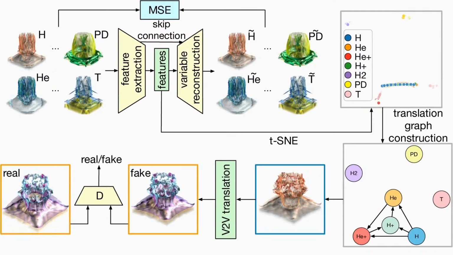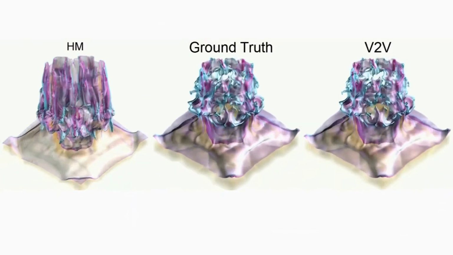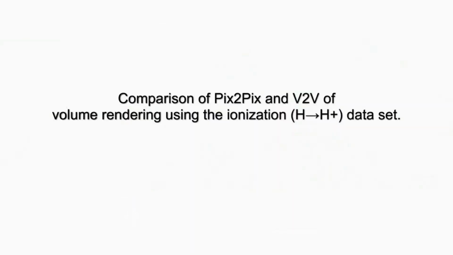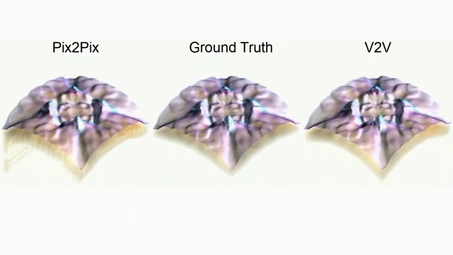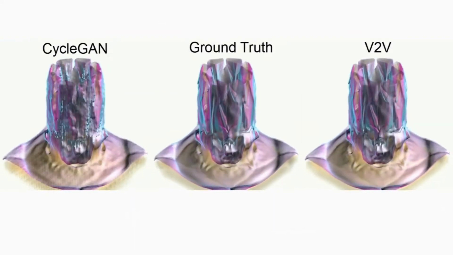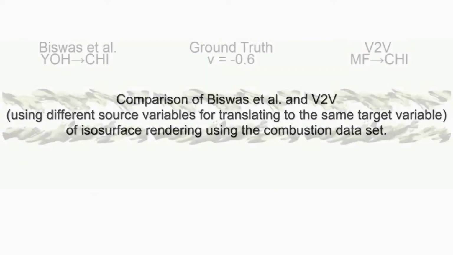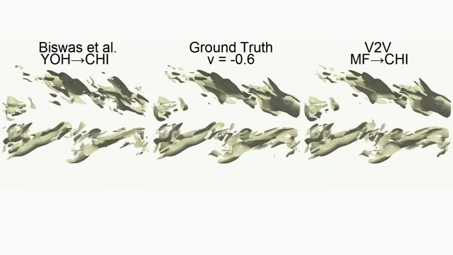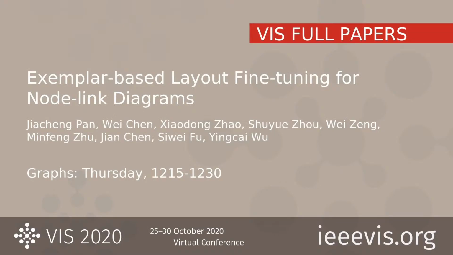We propose V2V, a comprehensive pipeline for variable selection and translation for multivariate time-varying data. Our approach contains feature learning, translation graph construction, and variable selection. To demonstrate the effectiveness of our approach, we compare histogram matching, pixel to pixel, and cycleGAN to evaluate variable translation. In addition, we also compare an information-aware framework to evaluate variable selection.